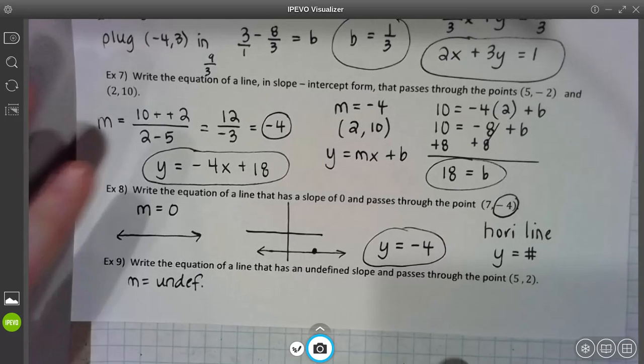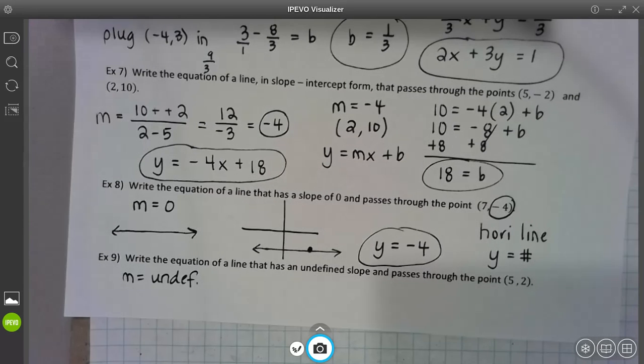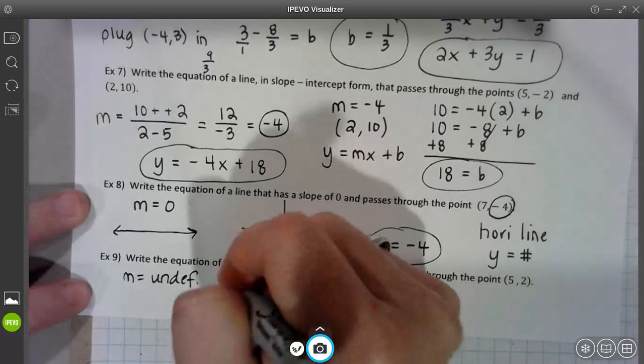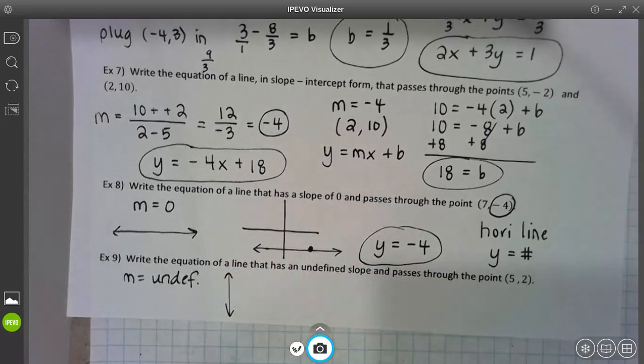So if anybody wants to unmute, if a horizontal line had a slope of 0, what kind of line has to have the undefined slope? What line? Vertical. Yeah, it is. It's vertical. You're going to carry the class, I have a feeling, Jack. All right, here we go. So it's a vertical line.